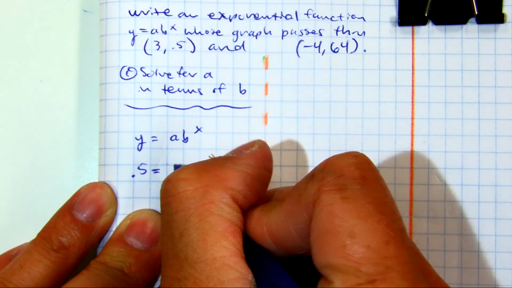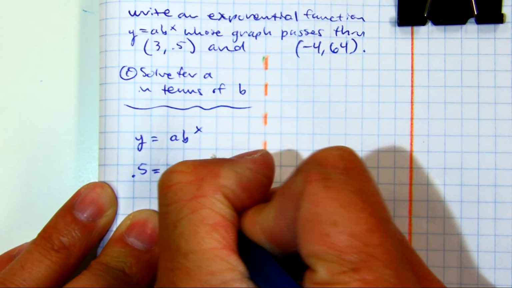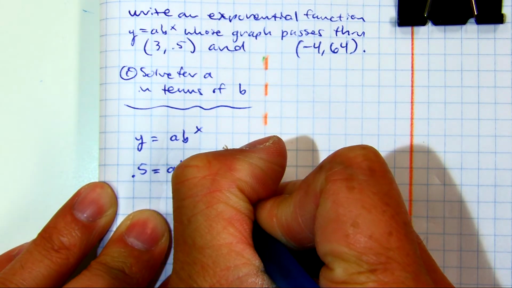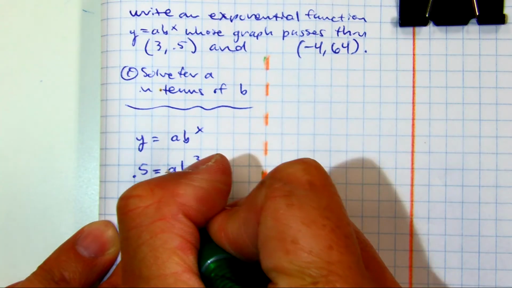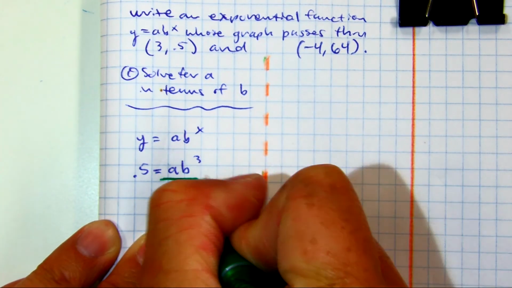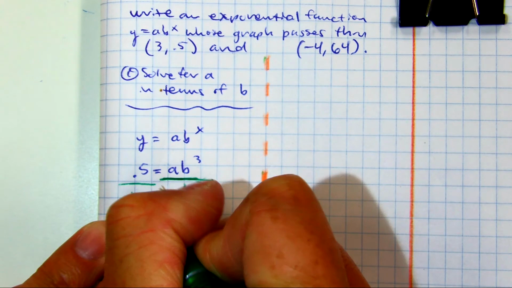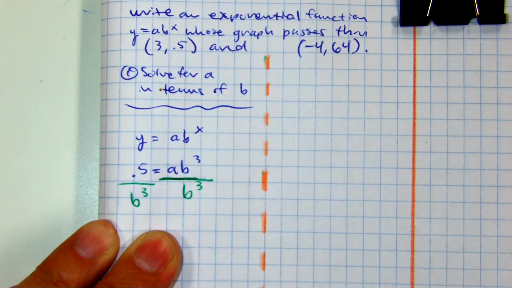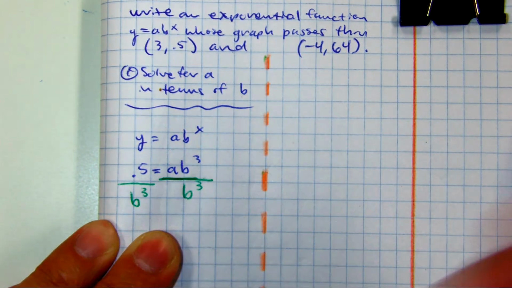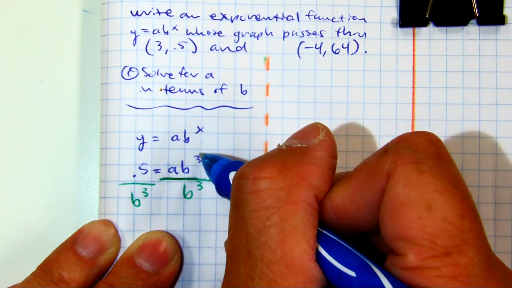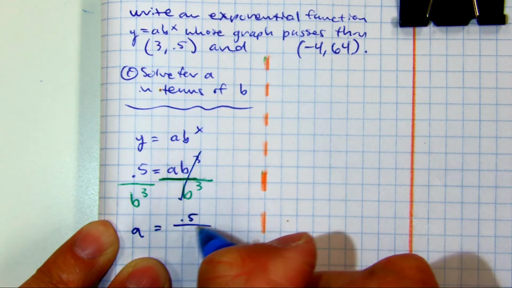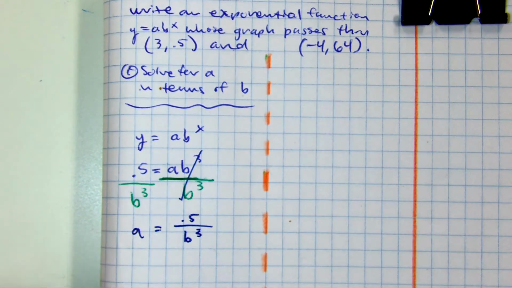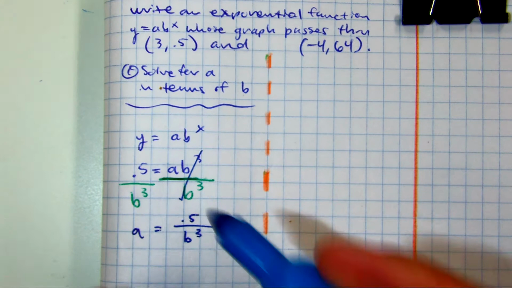0.5 cubed. So we gotta get A by itself. Girls, how do you do that? Divide by B to the third power on both sides. This canceling here equals 1. So A is equal to 0.5 over B to the third power. Raise your hand if you got that. Good job.